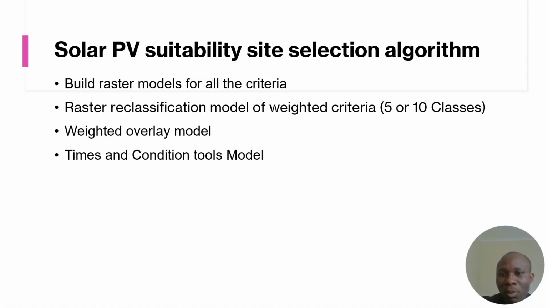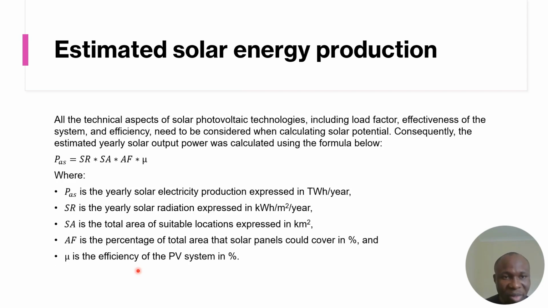Going forward, we're looking at the selection algorithm now. Like I mentioned earlier, we're going to build the raster model for all the criteria, a raster reclassification model. We're going to be using 5 classes of reclassification. Then we're going to be using the weighted overlay method. All these are in a GIS environment. All these are in a step by step approach, so I need to break them down before we move into the work in a GIS environment and all that.